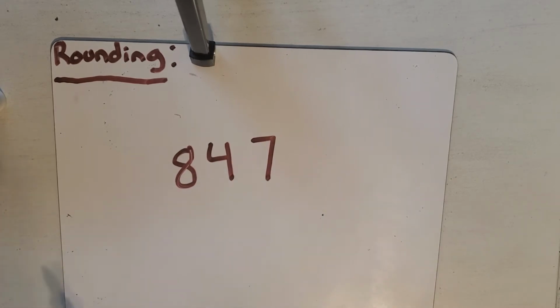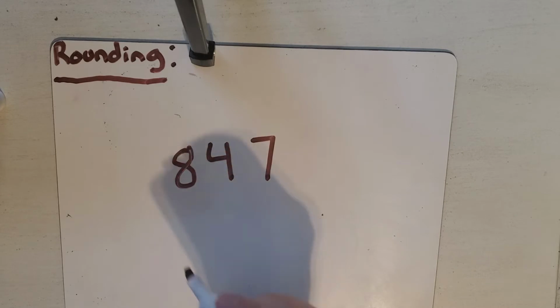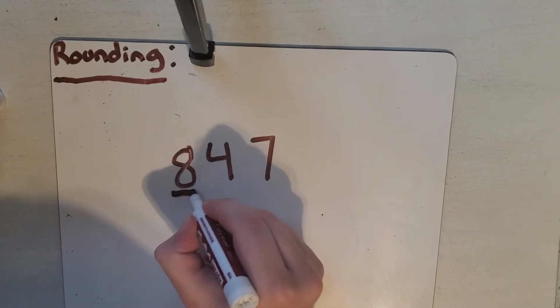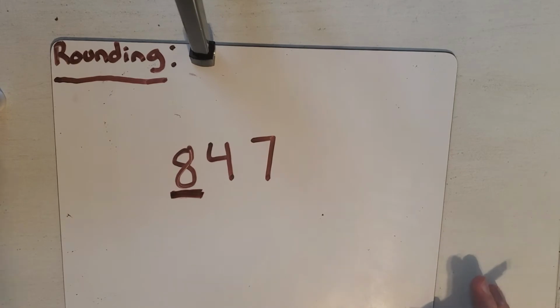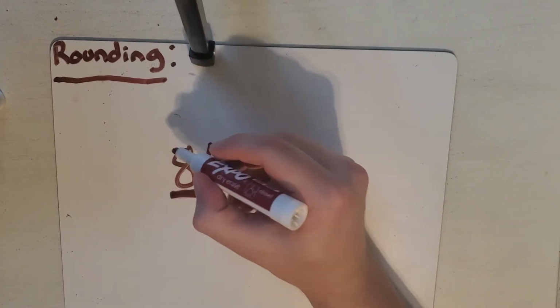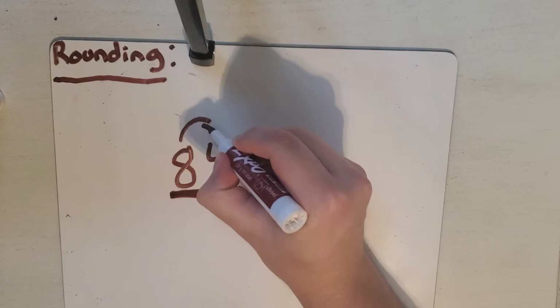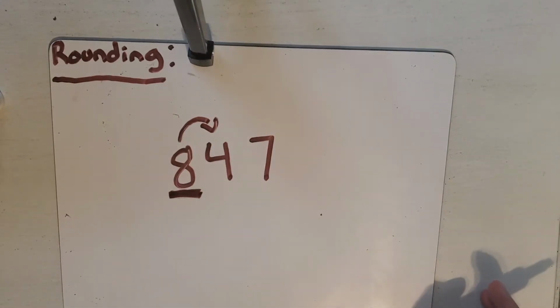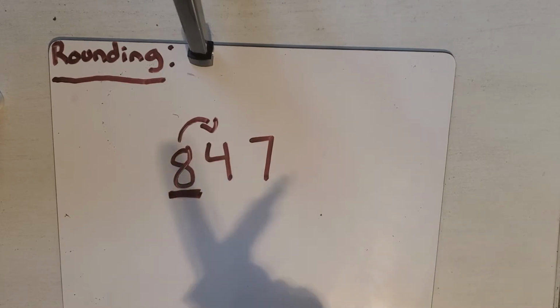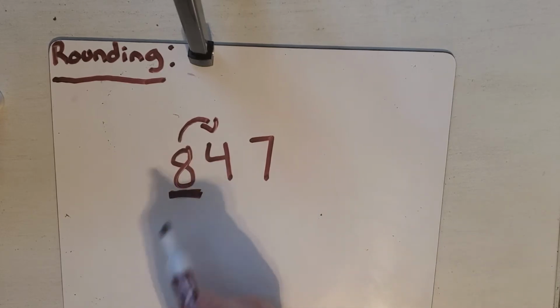The way I do rounding to make sure I never get it wrong is I underline the number that I'm rounding. Round it to the nearest hundreds, so my 8 is in the hundreds place. Then I look at the number next door, and I say, if the number next door is more than 4, add 1 more to that underlined number.